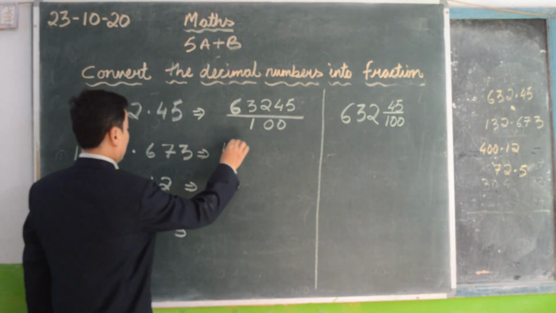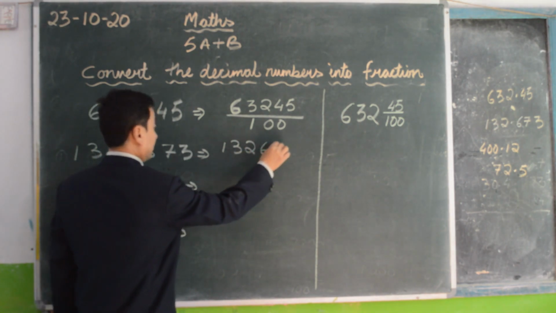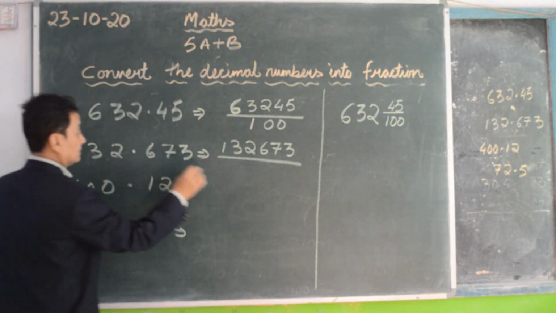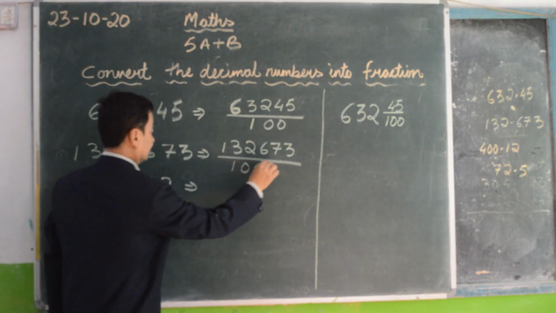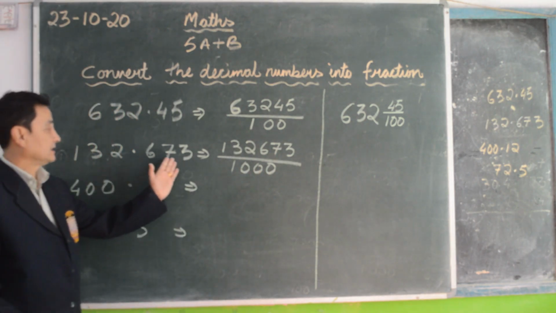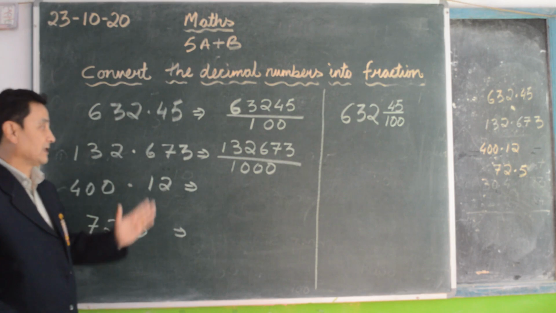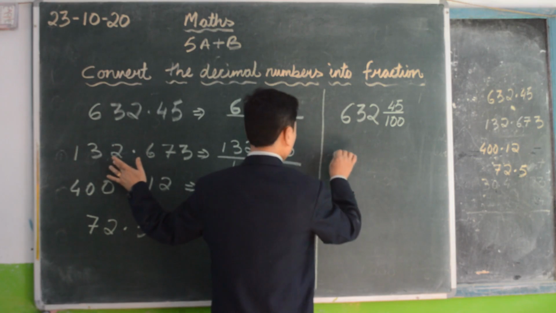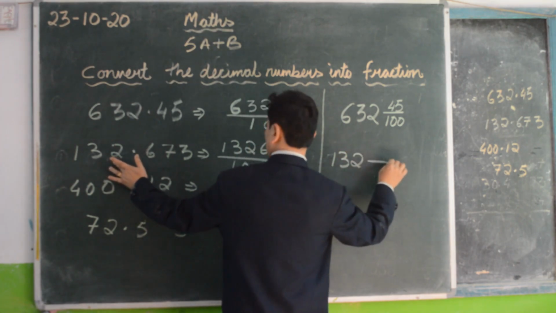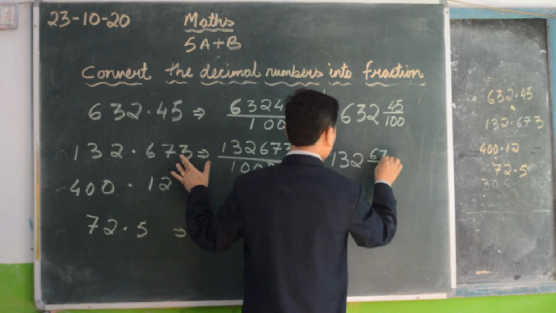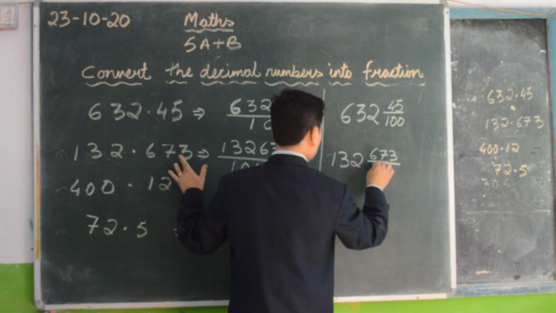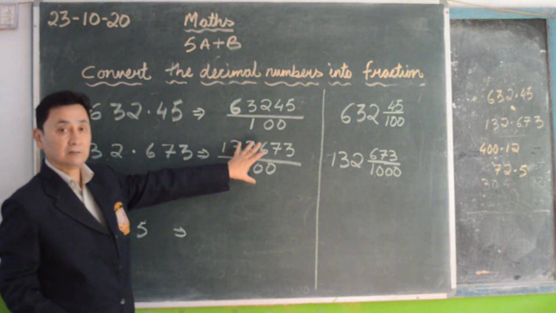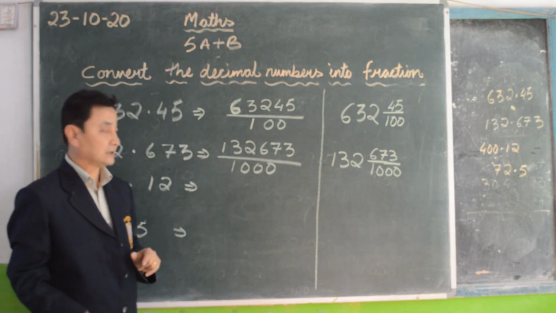Let's do this. Let's write this number. 1, 3, 2. Let's not put a decimal point. 6, 7, 3 upon 1, 0, 0, 0. 673 thousandths upon 1000. This is an improper fraction. Let's convert it into a mixed number. 132. 132 is your whole number. 673 is your numerator upon 1000. That's how we convert an improper fraction into a mixed number.